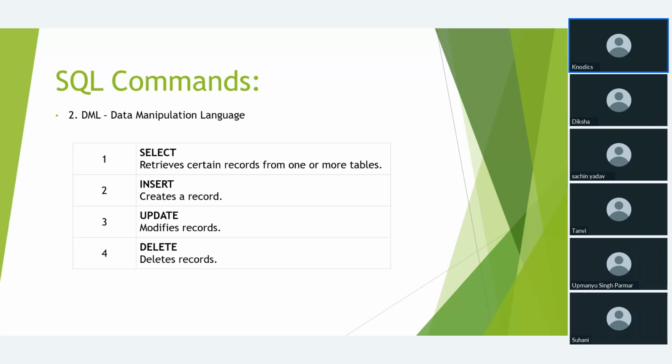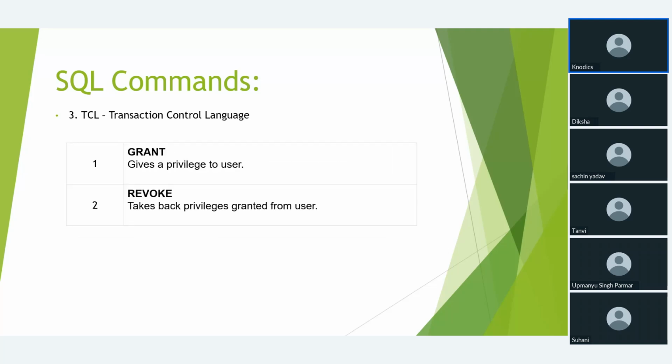Okay. So the second type is DML, data manipulation language. What is this data manipulation language doing? Basically, data manipulation language is where you are interacting with the existing data and trying to make some changes. So that is access: select, insert, update, delete. Then there is transaction control language.